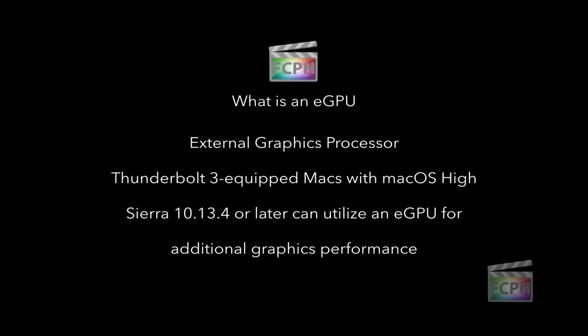But the external GPU is simply a box that can connect to a Mac, and then it gives you more GPU processing power. And a little bit later, we'll see where that actually comes into play and how you can utilize that. To actually utilize it, though, you do need a Thunderbolt 3 equipped Mac with macOS High Sierra version 10.13.4 or later. If you are running, like me, 10.14, that also supports the eGPU, and you're able to utilize it for that additional graphics performance.